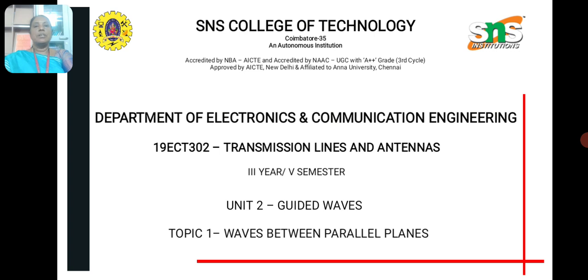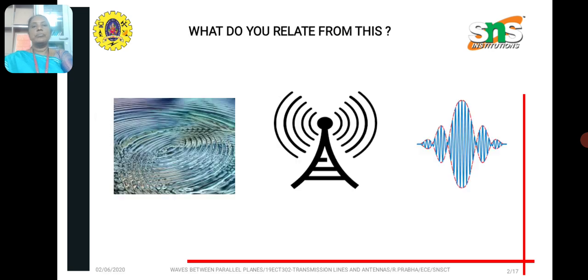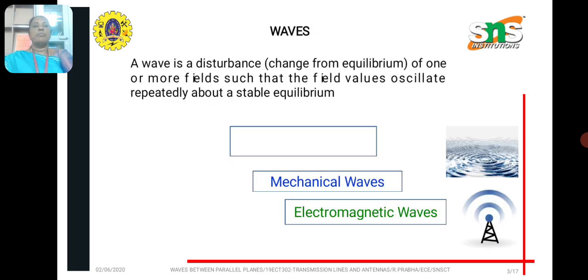In this video, we are going to discuss the topic waves between parallel planes for the unit guided waves. So, what do you relate from this? So, we have a wave. A wave is a disturbance of one or more fields such that the field values oscillate repeatedly about a stable equilibrium. There are two types of waves.